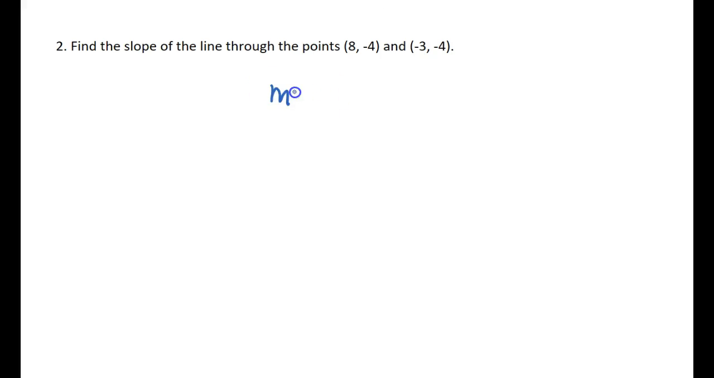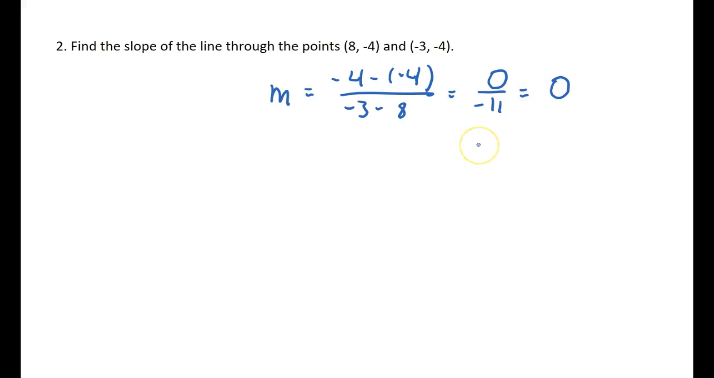Let's find the slope of the line between these 2 points. So my change in y is going to be negative 4 minus negative 4, and my change in x is going to be negative 3 minus 8. Well, negative 4 minus negative 4 is negative 4 plus 4, which is 0. And 0 over anything is 0. Okay, what does that mean?